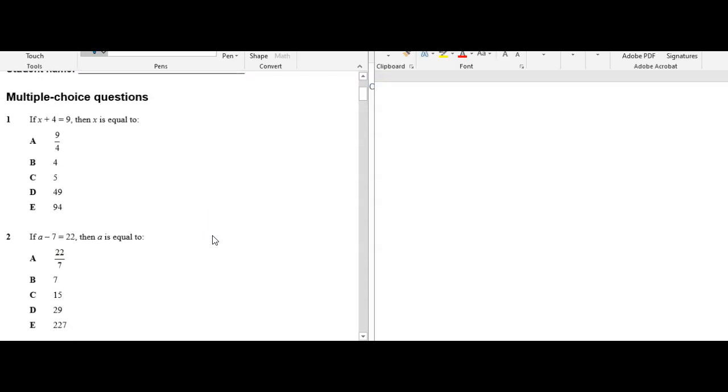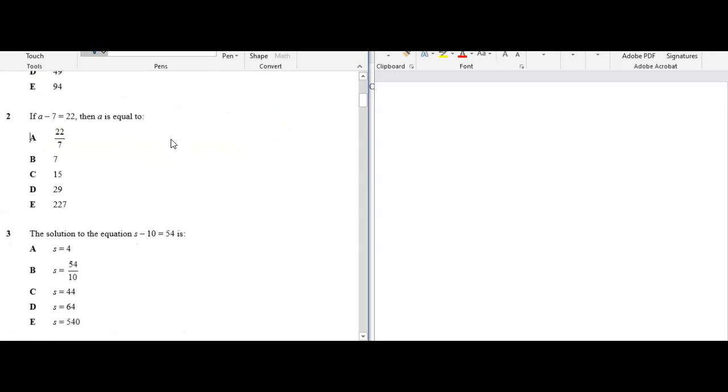So first of all, if x plus 4 equals 9, then x is equal to, so this is not a difficult question, but we'll do it anyway. So x plus 4 equals 9. You can do this on your calculator, but it's quite easy to do by hand. And you should also know how to do it by hand because often in general or in your further exam, you'll have a show that question. So you do need to know how to do it by hand. So that one there is x equals 5. So the correct answer is C.